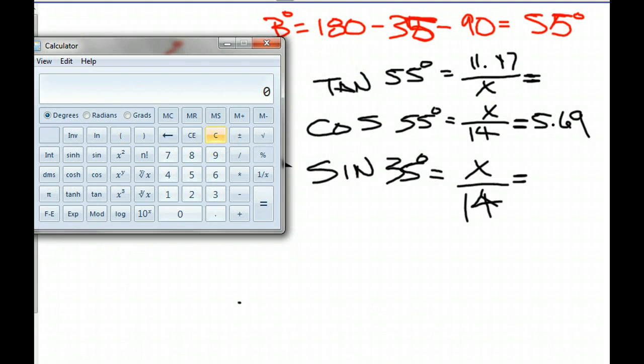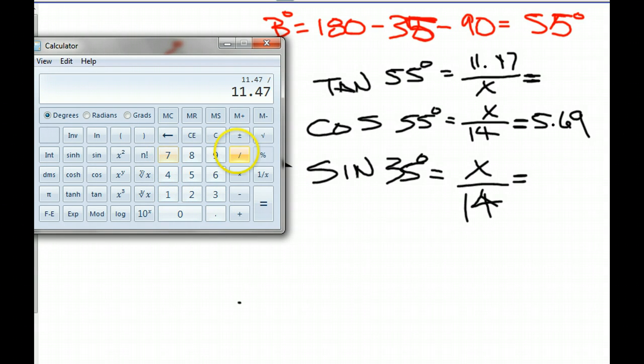Tangent of 55. We get 11.47 divided by... Hey, Mr. Lender, you just typed in 555, not 55. Oh, did I? Oh, wait a minute.